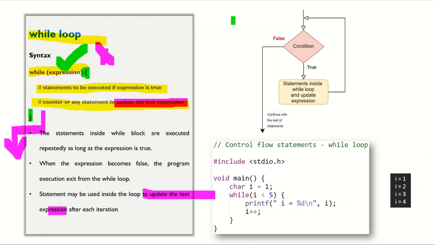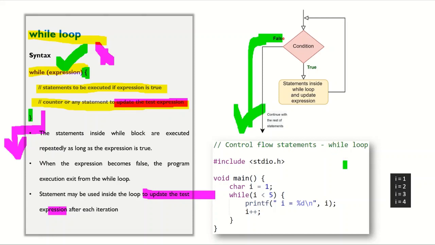The flowchart of a while loop is given. If the condition is true, it will execute the statements inside the while loop and update the expression. Then it will go back to checking the condition, and this will continue until the condition becomes false. When this is false, it will continue with the rest of the statements.